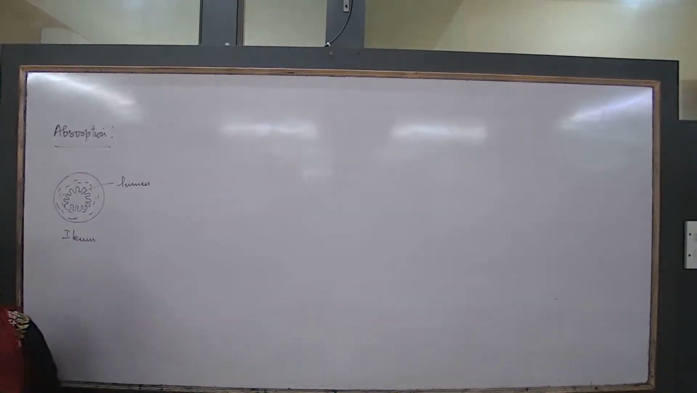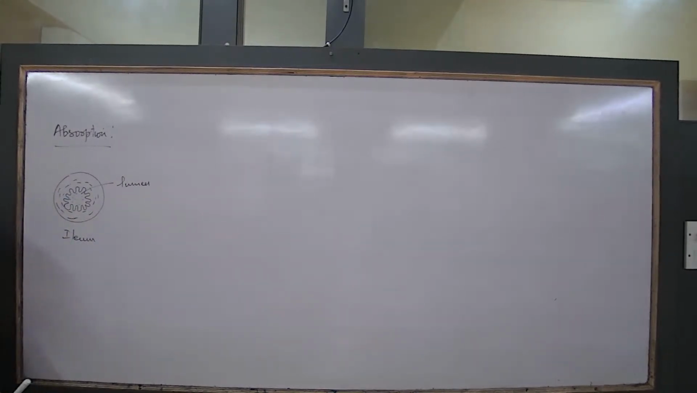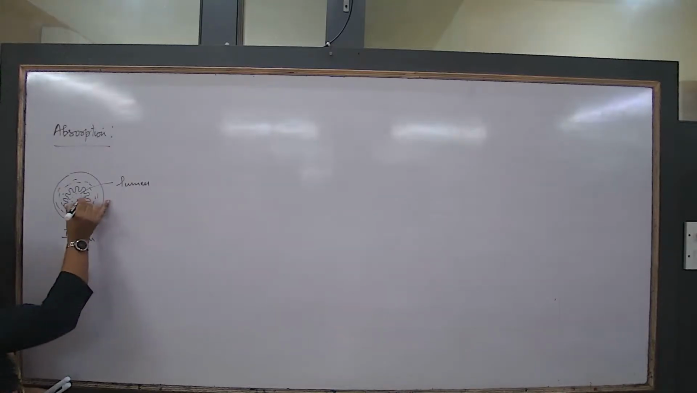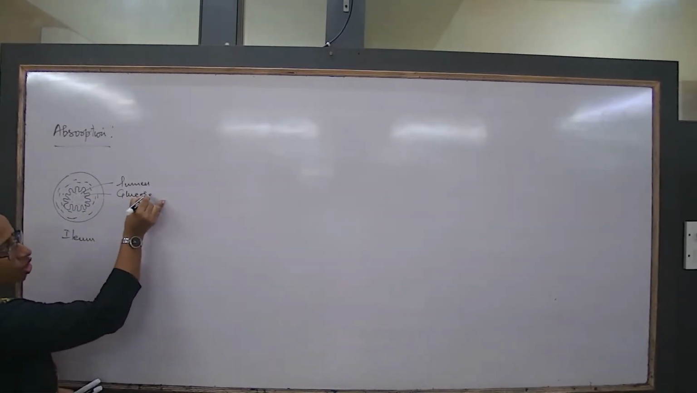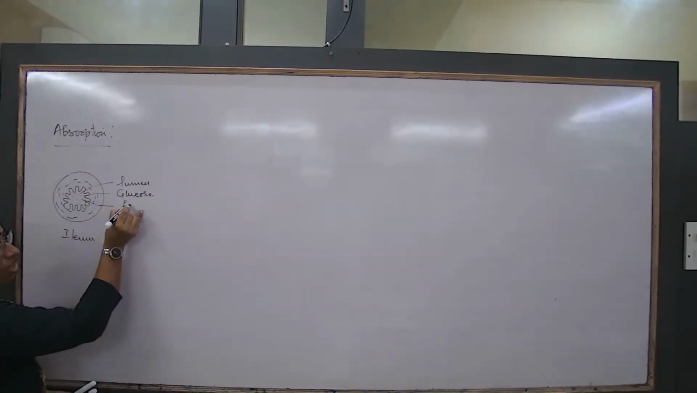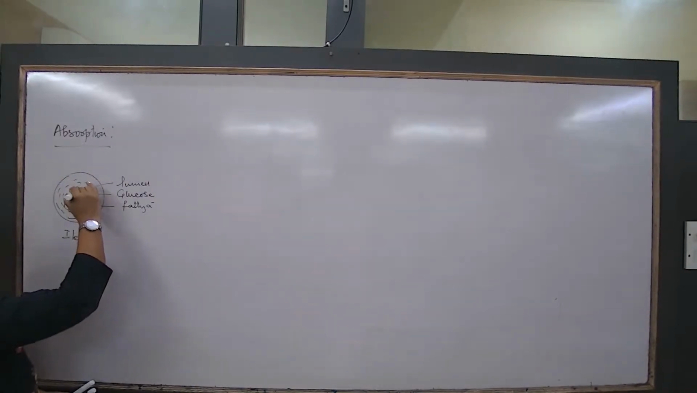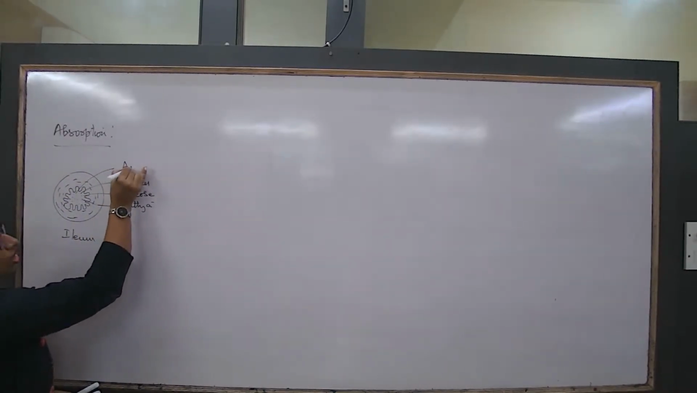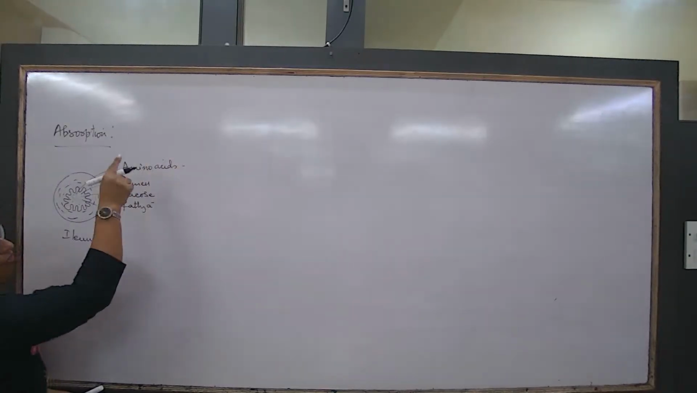Amino acids, and fatty acids and glycerol. Suppose I am talking about three types of molecules here. Just now I asked you what is the simplest form of carbohydrate digestion: glucose. What is the simplest form of fat digestion? I would write fatty acids. And what is the simplest form of protein digestion? Amino acids. So what is their fate now?